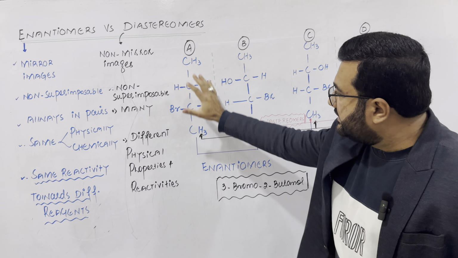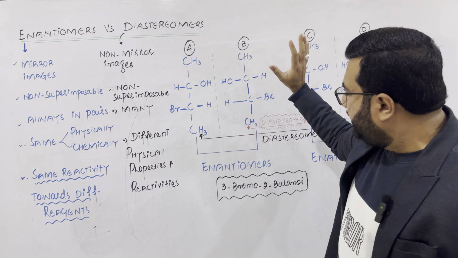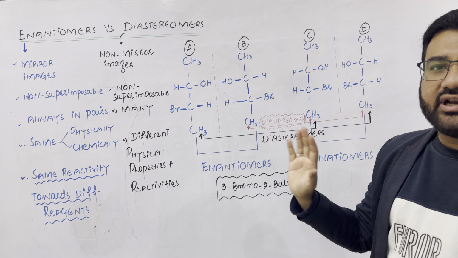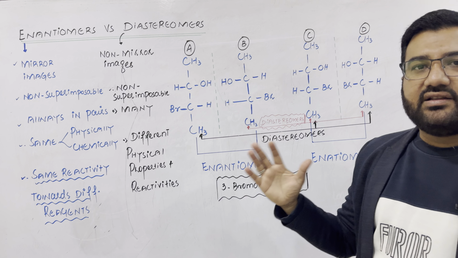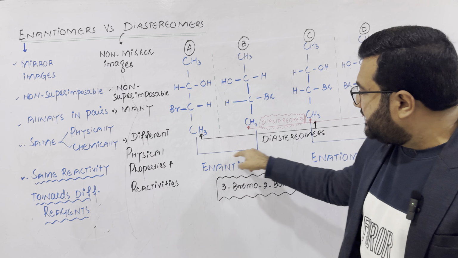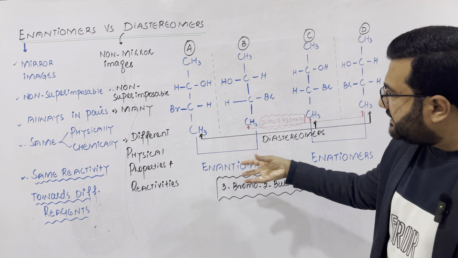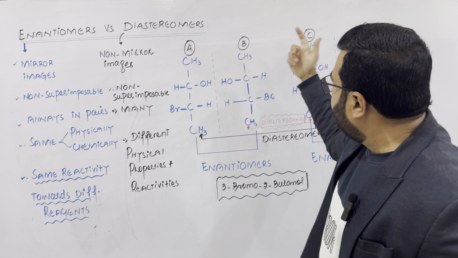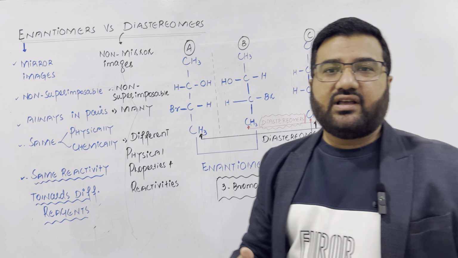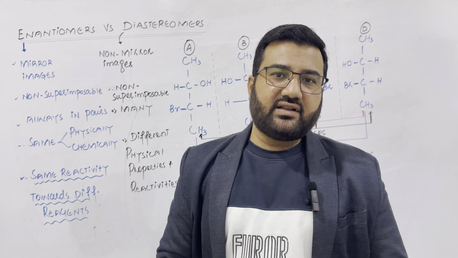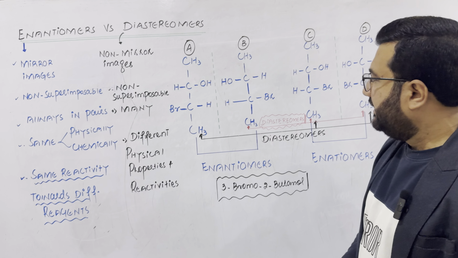But all these forms of 3-bromo-2-butanol will be optically active. They will rotate the plane polarized light either towards the right or towards the left. So enantiomers are in pairs, but diastereomers, A with C, A with D, similarly B with C, B with D, may be more than two. There may be many molecules that are diastereomers of each other.